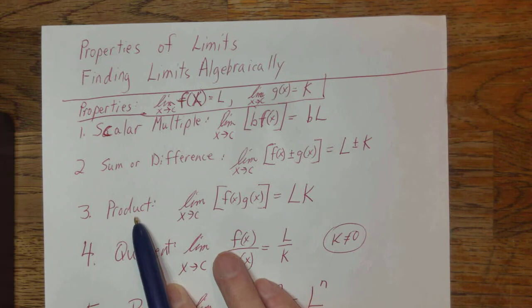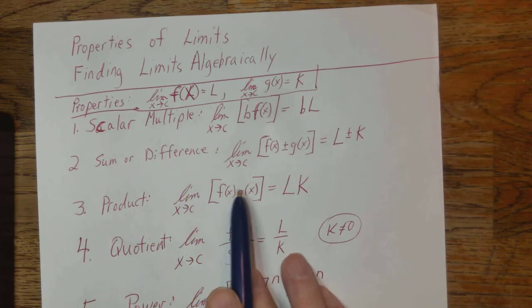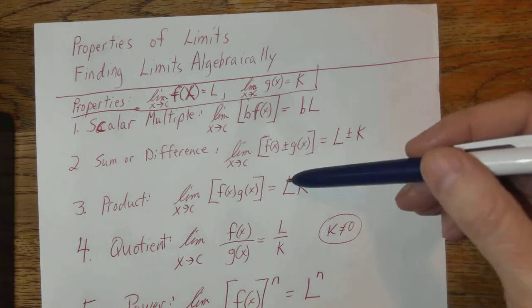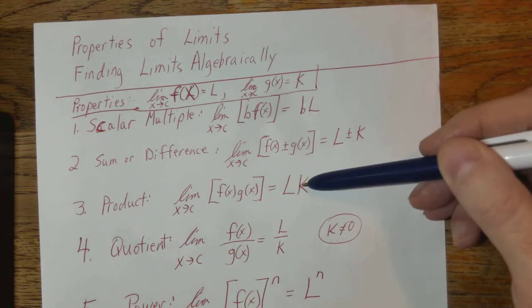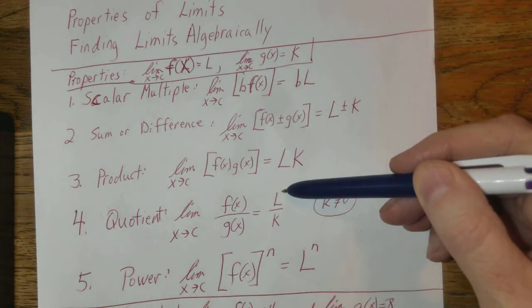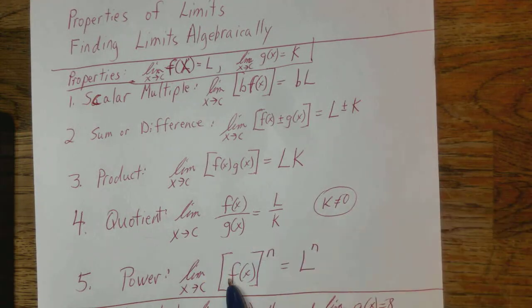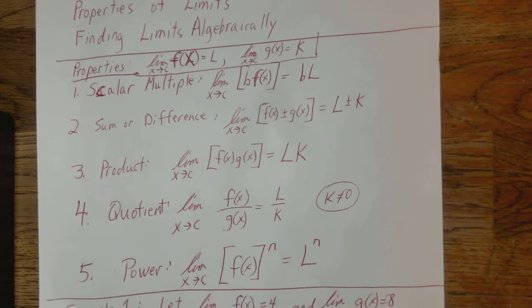Now the product rule here is the limit of f of x times g of x. That's the limit of f of x, which is L, times the limit of g of x, which is k. Again, I think this is very straightforward. Works the same with quotient, L over k. And then it also works the same with power. The limit of f of x to the nth power as x approaches c is L to the nth power.